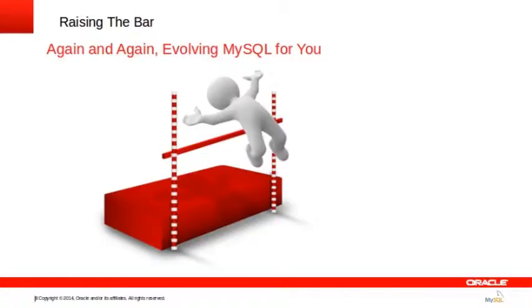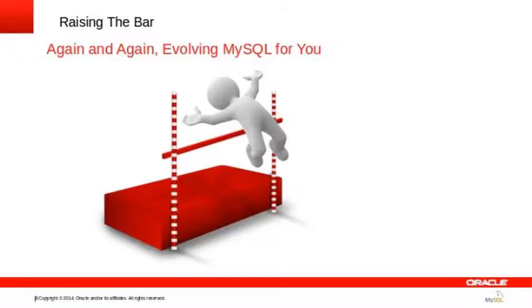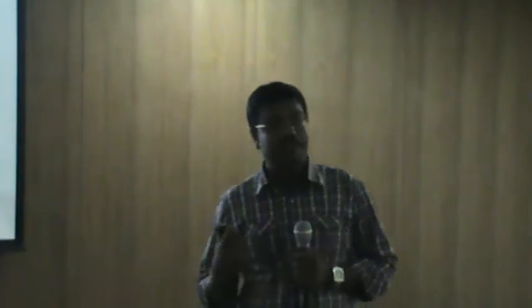Let's simply jump to the new MySQL features in 5.7. Every time MySQL goes for a new release, like from 5.1, 5.5, 5.6, 5.7, we basically raise the bar, starting from scalability, in every aspect we improve everything. Till now, MySQL 5.6 is the best GA release in the market. But what comes in 5.7? That we will explore here.